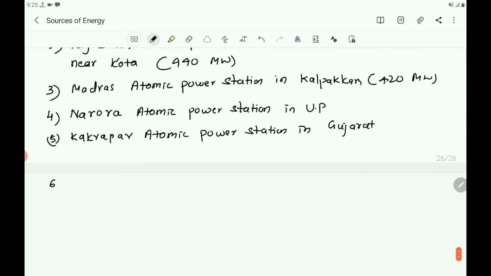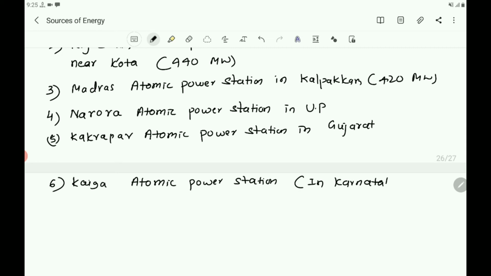Next one more in Karnataka, it is Kaiga. You take Kaiga Atomic Power Station, that is in Karnataka. Kaiga is the name of a place in the Karnataka state, and there is an atomic power station.